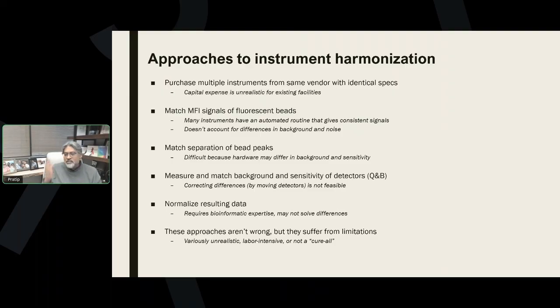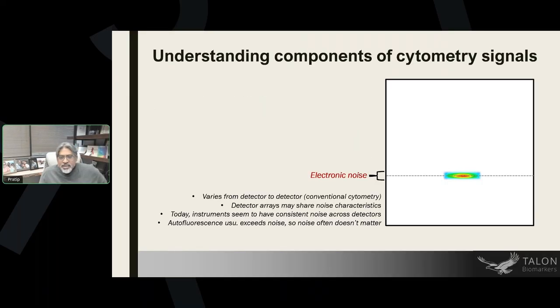All these approaches that are commonly used, none of them are really wrong, but they suffer from limitations. They're variously unrealistic, they're labor intensive, or they're not cure-alls. And I don't think there's really a cure-all to doing this, but if we start to understand the components of the signals that we get in the cytometry experiment, we can start to think about whether we can make this a little bit simpler so it's easier to achieve.